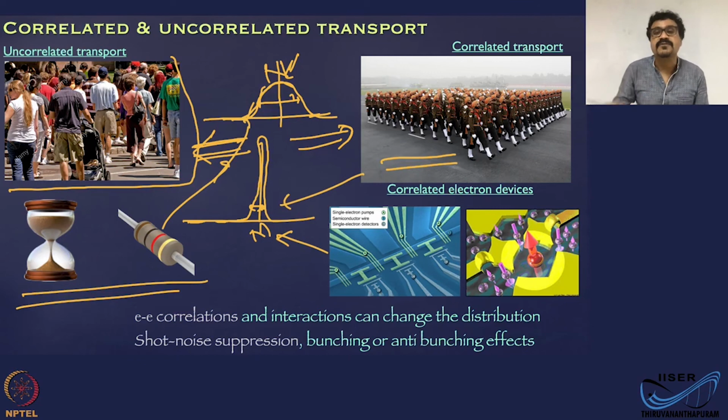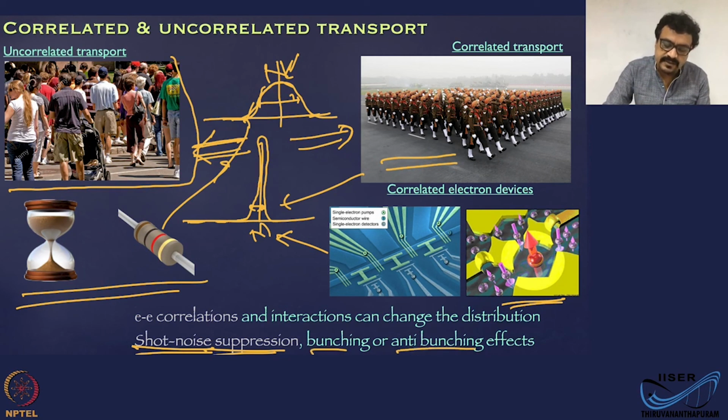Mesoscopic systems, low dimensional systems, where there exists a perfect correlation between the transport of charge carriers, have very interesting properties, in systems such as charge pumps, the Kondo effect. Okay, you can see suppression of the shot noise. We will explain shot noise at some point of time. You can consider that's a noise, electrical noise. There are interesting bunching and anti-bunching effects.